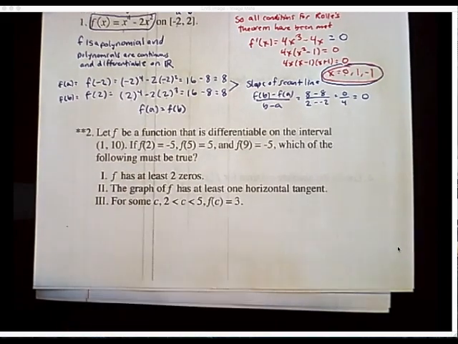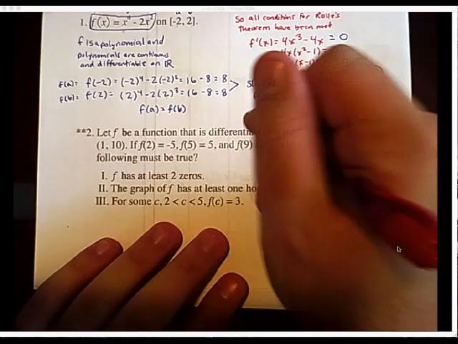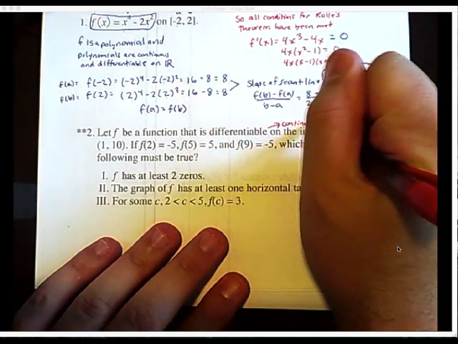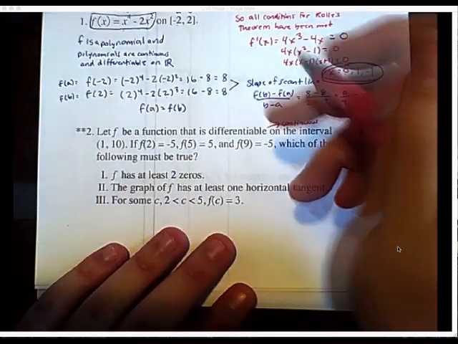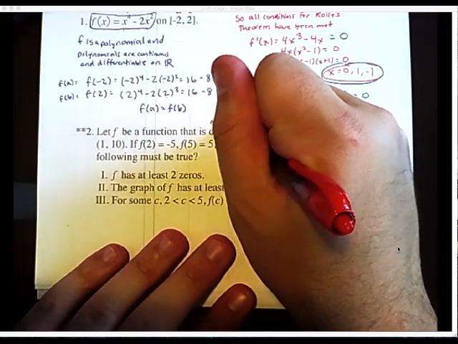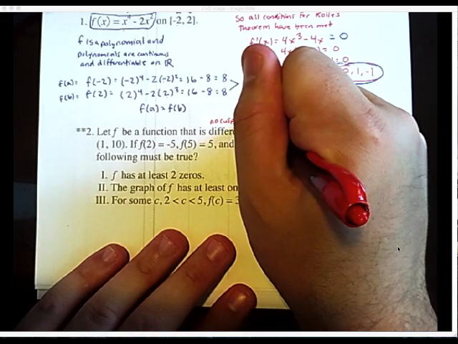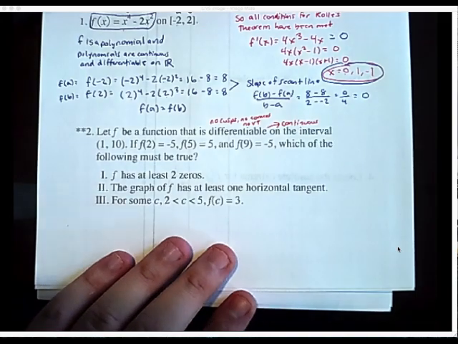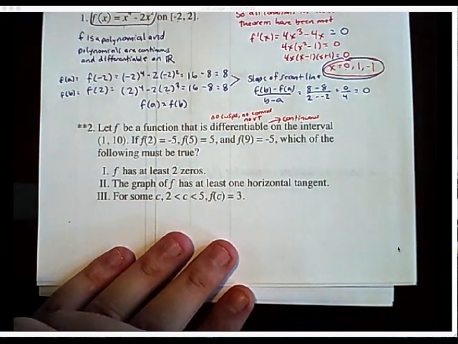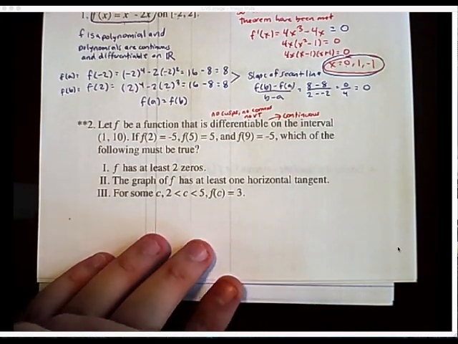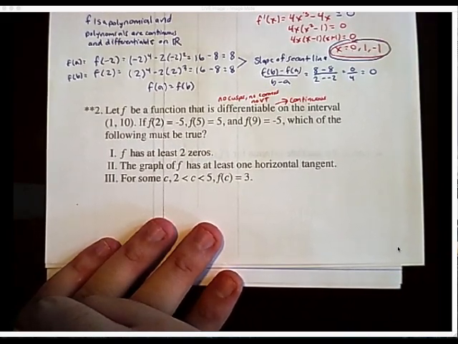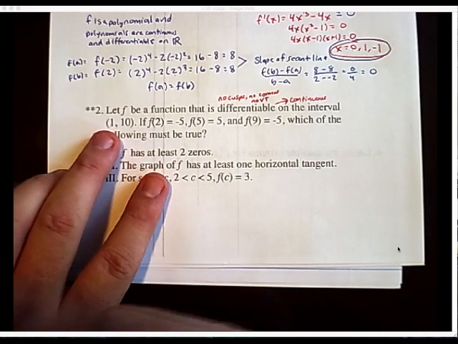So let's read number 2. It says, let f be a function that is differentiable, which we know automatically implies continuous. So the graph is differentiable, meaning there are no cusps, no corners, no vertical tangents. And if it's differentiable, it had to be continuous first, so you can draw it without picking up your pencil. So it tells me it's differentiable on the interval 1 to 10.